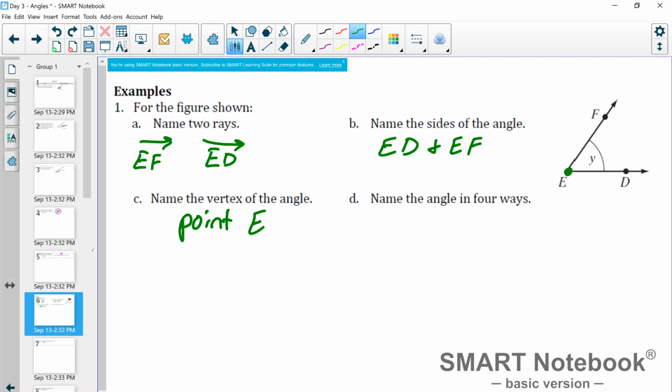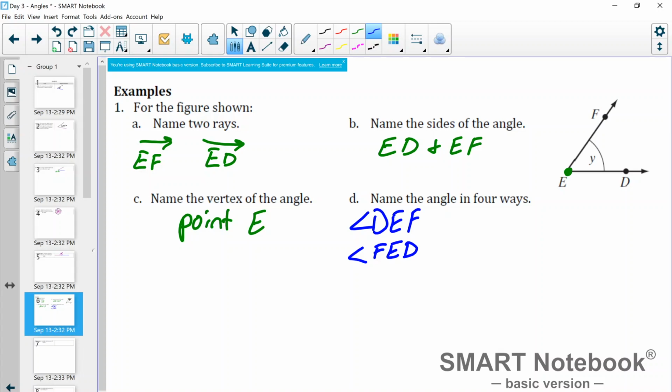Now naming the angle in 4 different ways. When you name an angle, typically we want to use 3 letters. And the order is only semi-important. The only one that's really important is the middle letter. So if I'm using 3 letters, the middle letter is actually going to be the vertex. So here we could say we have angle DEF, angle FED.